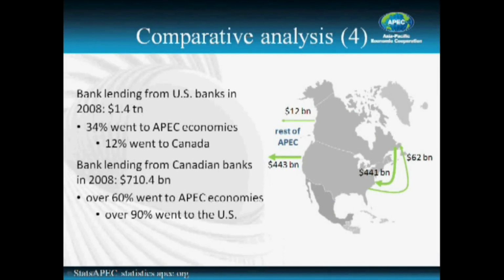There is also an interesting story in bank lending between US and Canadian banks. Of the foreign bank lending from US banks in 2008, 34% went to APEC economies and only 12% of that went to Canada, a substantial but not overwhelming proportion. However, over 60% of foreign bank lending from Canadian banks went to APEC economies in 2008, over 90% of which went to the US.